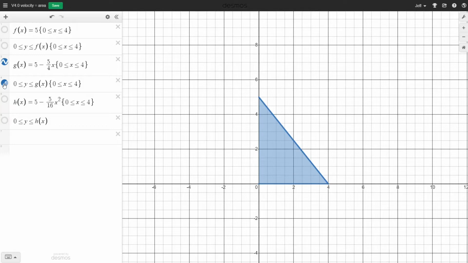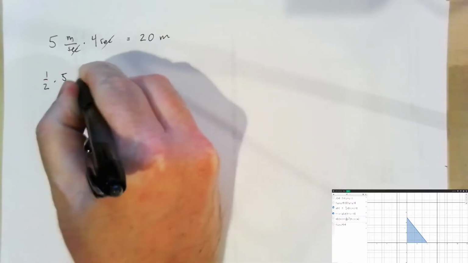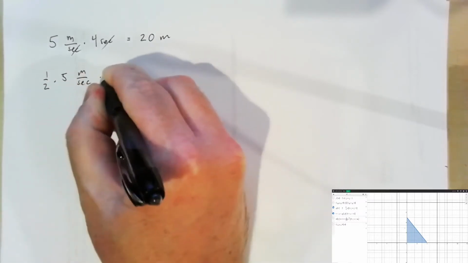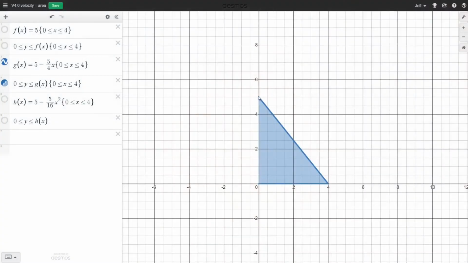And if that's the case, then this triangular region has area of 1/2 times 4 times 5. So in this instance, the distance traveled would be 1/2 times 5 meters per second times 4 seconds, and that gives us 10 meters. The particle is slowing down, its velocity is getting smaller. So instead of traveling 20 meters as it would have if the particle had kept traveling at 5 meters per second, it travels half that distance. Seems reasonable.